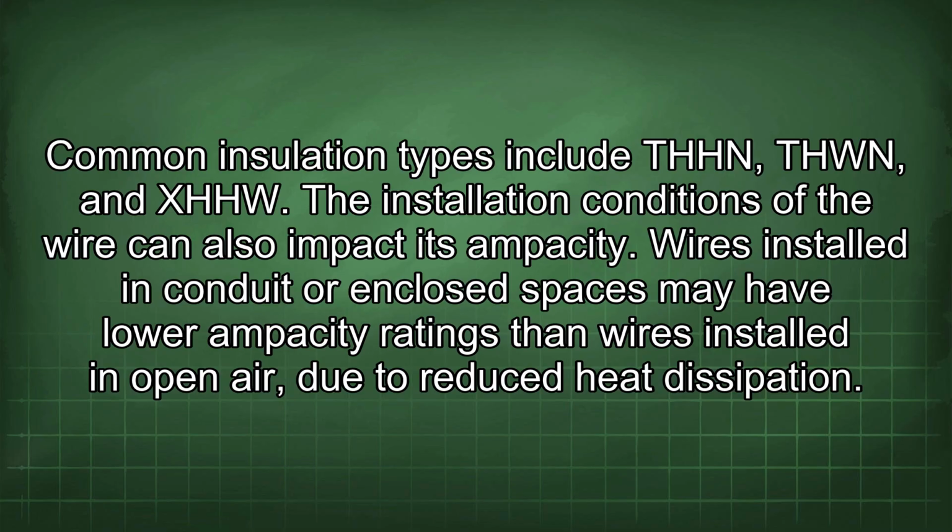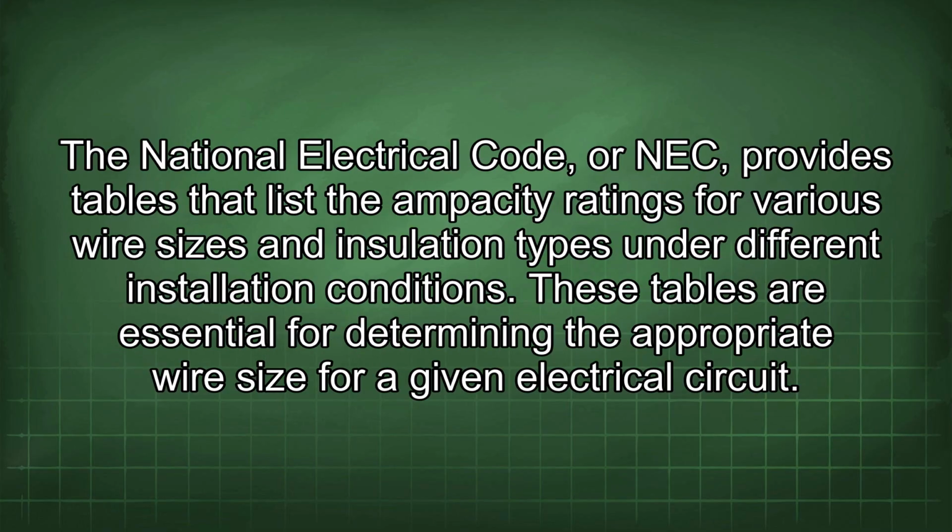The installation conditions of the wire can also impact its ampacity. Wires installed in conduit or enclosed spaces may have lower ampacity ratings than wires installed in open air due to reduced heat dissipation. The National Electrical Code, or NEC, provides tables that list the ampacity ratings for various wire sizes and insulation types under different installation conditions. These tables are essential for determining the appropriate wire size for a given electrical circuit.